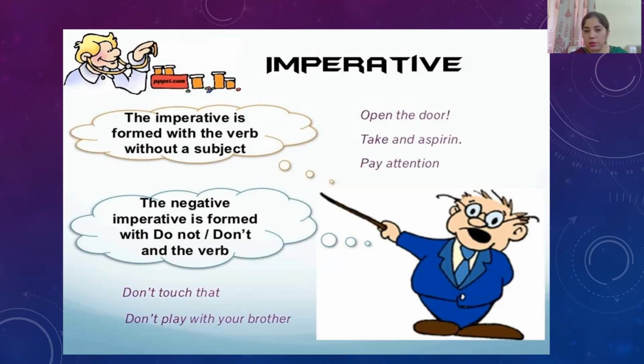Take an aspirin. Pay attention. When you are giving these commands, of course, there is a listener and it will be referred to as the subject, as you. And how do we form negative imperatives? We use do not or don't and the verb. Don't touch that. Don't play with your brother. This is how imperatives are formed without a subject.